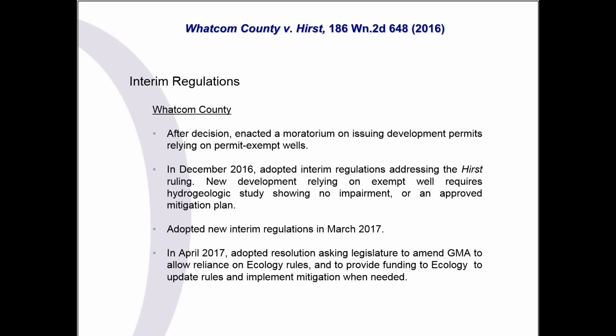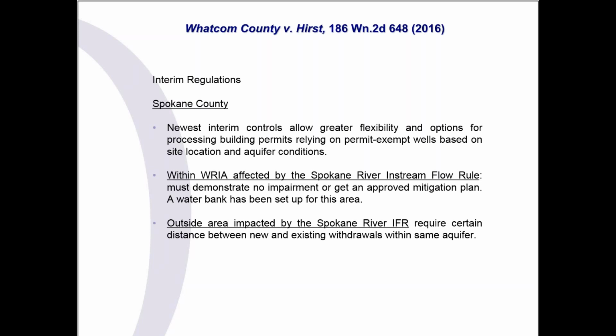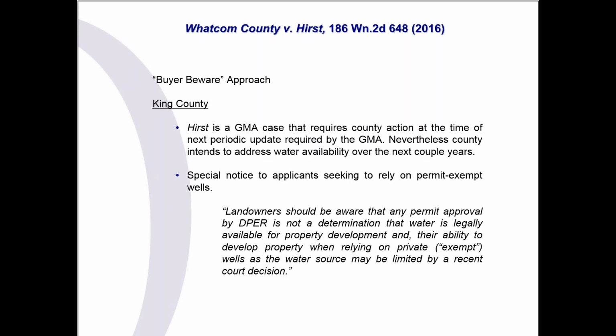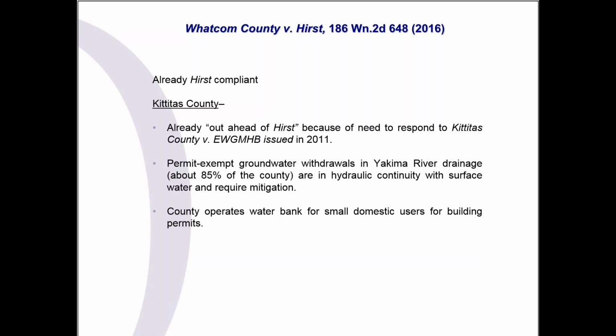So what I had done is gone through some details of Whatcom County's approach. They basically require a showing of no impairment or a mitigation plan. Similarly, Spokane has adopted interim regulations that require no impairment in their area affected by the in-stream flow rule, and outside that area they have a little bit more of a flexible standard. And King County is sort of a buyer beware approach, but they also believe that Hearst is a GMA case, and really the duty occurs at the time of the next periodic update when planning jurisdictions need to update their codes and comp plans under GMA. At that point, they need to show how they're going to provide for water availability. But they also provide a special notice to landowners that basically says proceed at your own risk. And again, Kittitas County is already Hearst compliant.